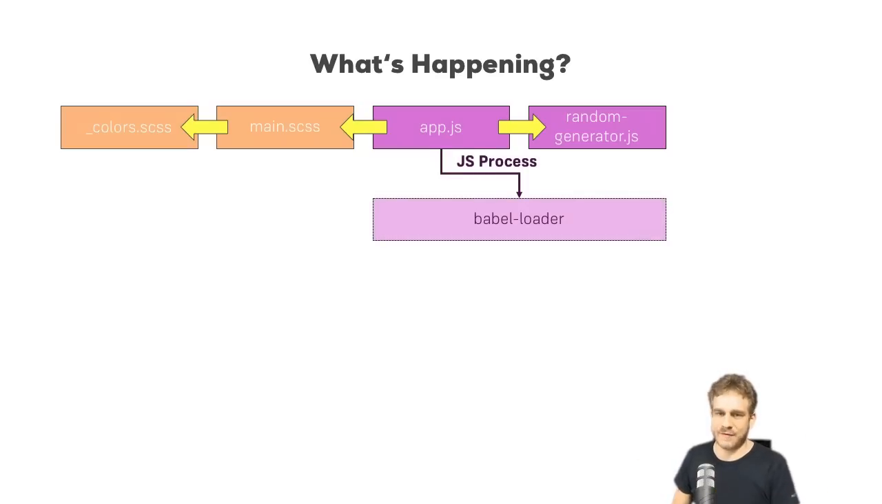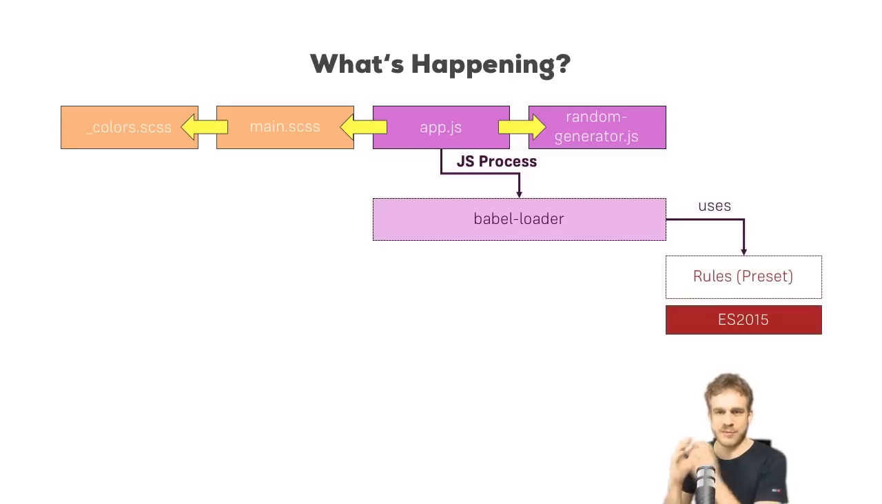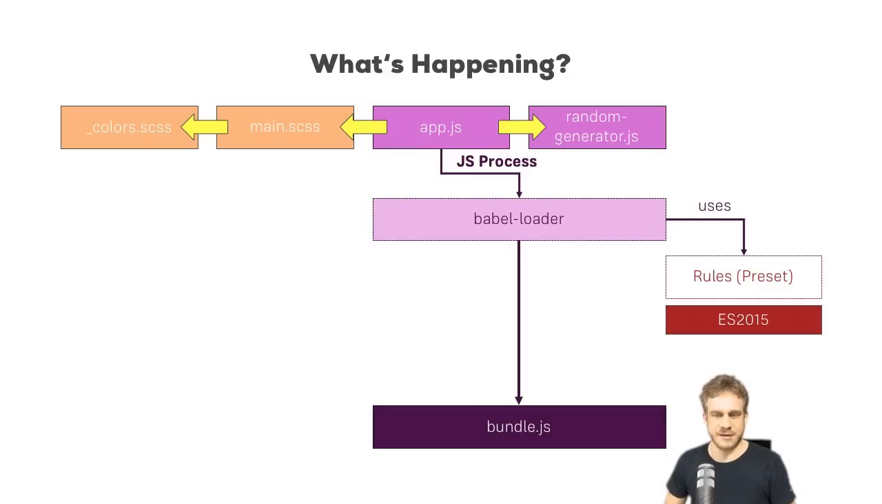So let's start with the JavaScript process. We use the babel-loader to transpile ES6 to ES5, and babel-loader uses some rules, as you'll learn, some presets, the ES 2015 preset. That's nice. In the end, this will result in a bundle.js file.